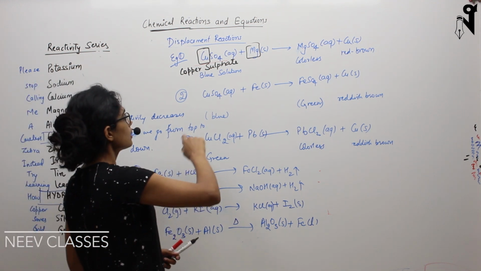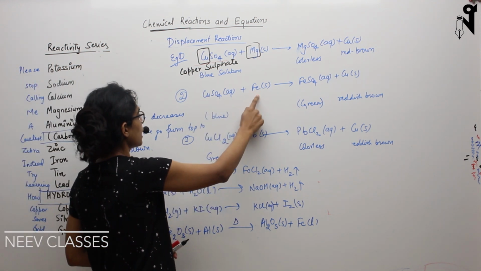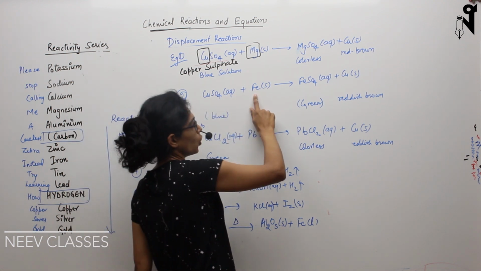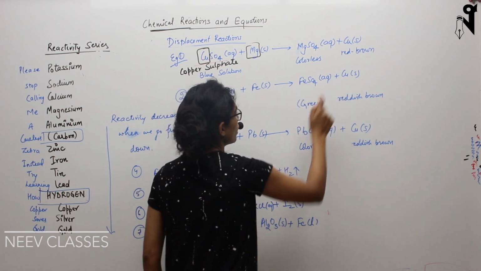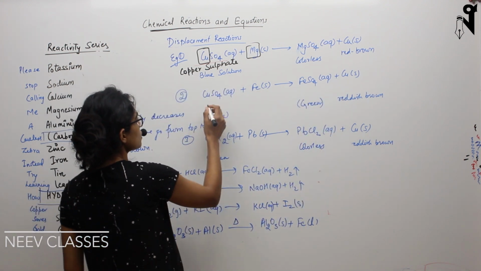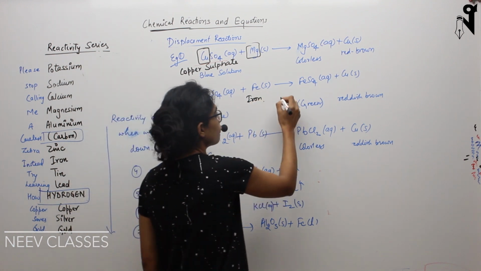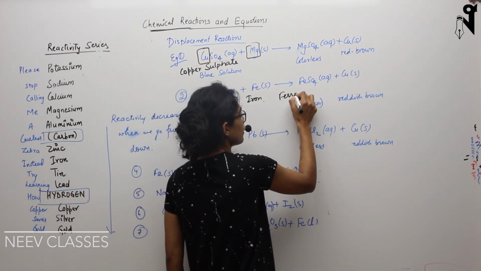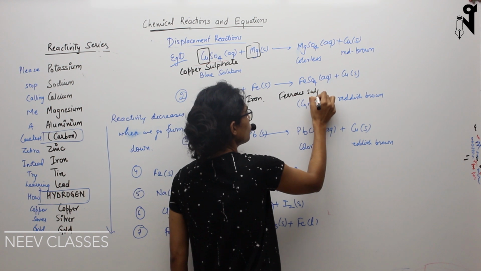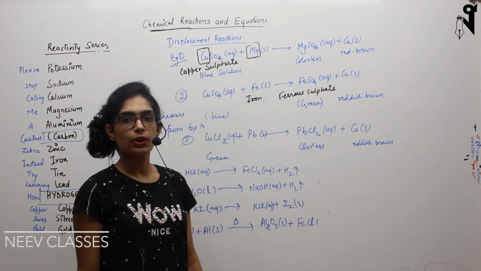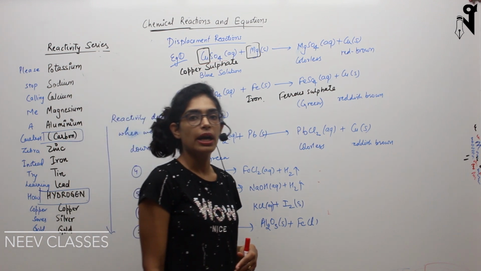Next example is copper sulfate reacting with iron. Copper sulfate solution reacting with solid iron and forming FeSO4 and copper. Again, this is copper sulfate solution, this is iron. It is forming ferrous sulfate. I hope you know what is ferrous and what is ferric. If you don't know, I'll anyway share a list with you guys. Please go through those ions.